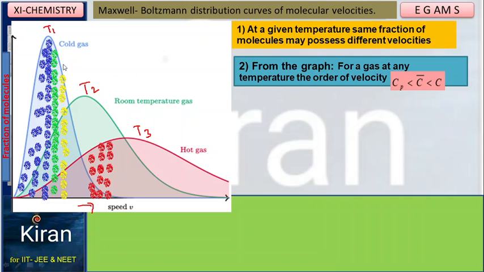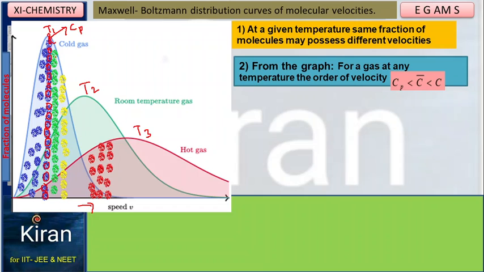So see here students, in this graph, what is Cp? The most probable velocity means the velocity of the maximum number of molecules, known as the most probable velocity. Maximum molecules, see here, 1, 2, 3, 4, 5, 6, 7, 8, 9, like this. So many molecules are possessing this speed. The speed possessed by the maximum number of molecules is termed Cp, most probable velocity.